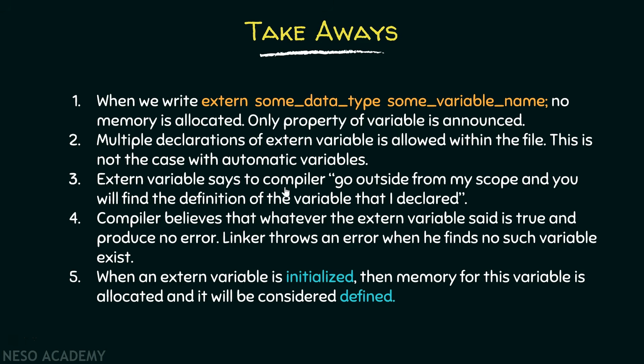Extern variable says to compiler, go outside from my scope and you will find the definition of the variable that I declared. Compiler believes that whatever the extern variable said is true and produce no error. Linker throws an error when he finds no such variable exists.